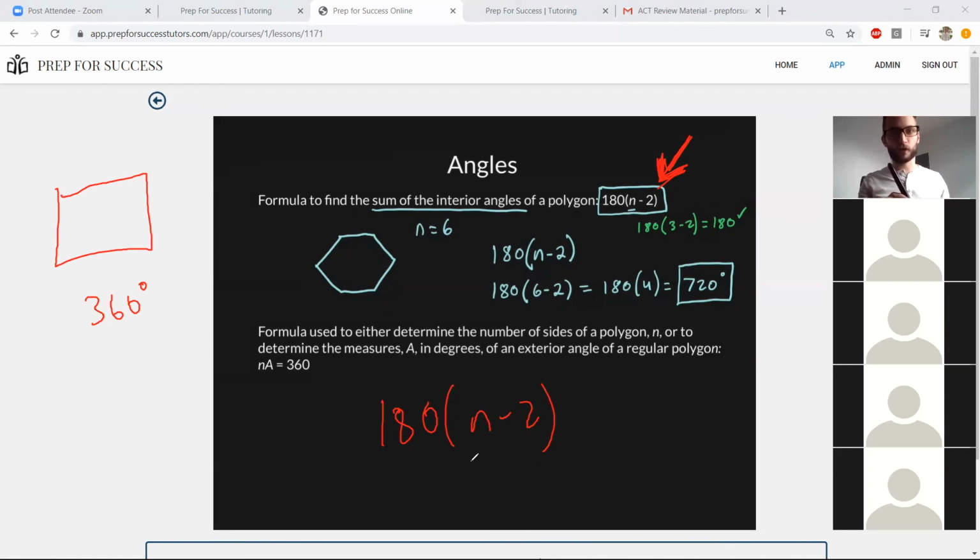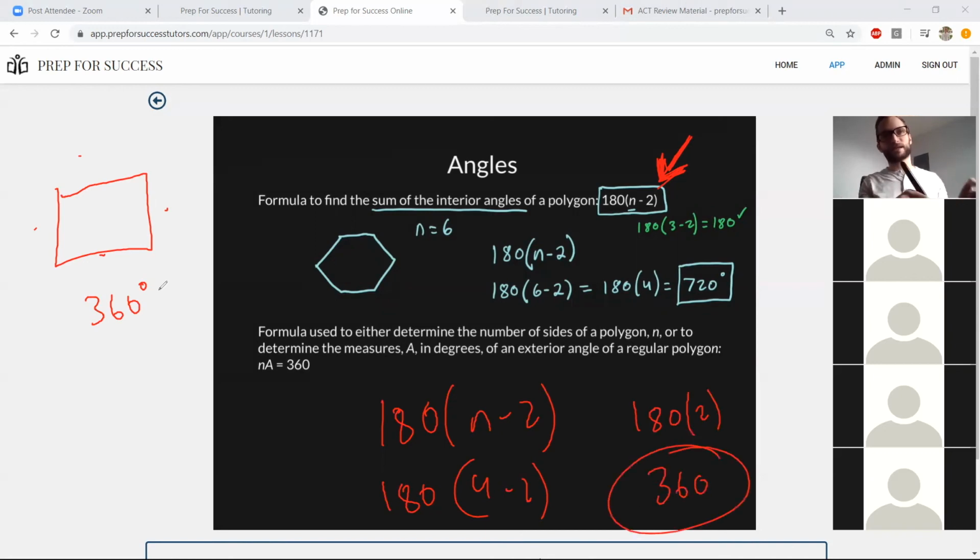So we can plug in 4, because n is the number of sides: 1, 2, 3, 4 sides. 4 minus 2 times 180. 4 minus 2 is just 2, and 2 times 180 is 360, which tells me how many degrees are inside that shape. So any 4-sided shape, whether it's a square, a rectangle, a kite, doesn't matter, any 4-sided shape has 360 degrees. Are you guys comfortable with that? Okay. So that's the basic gist of angles.